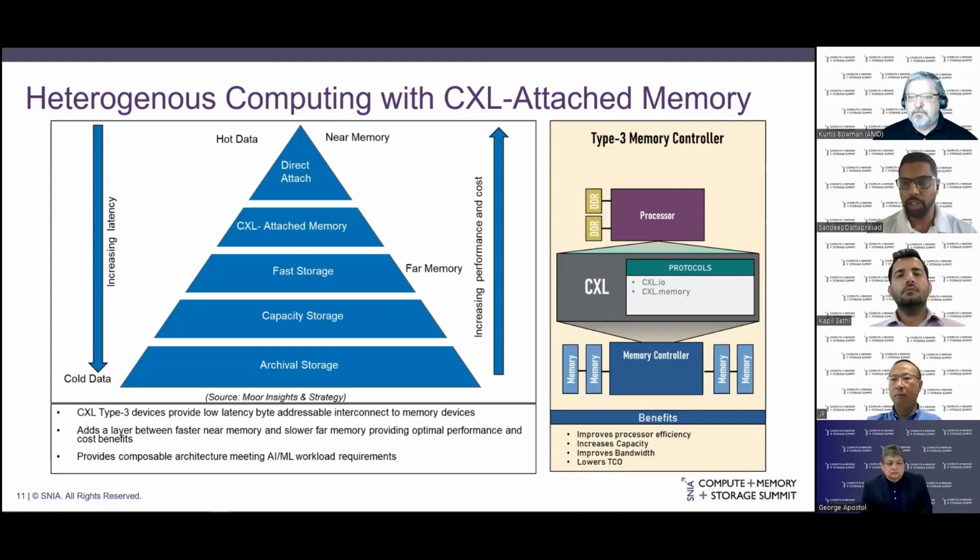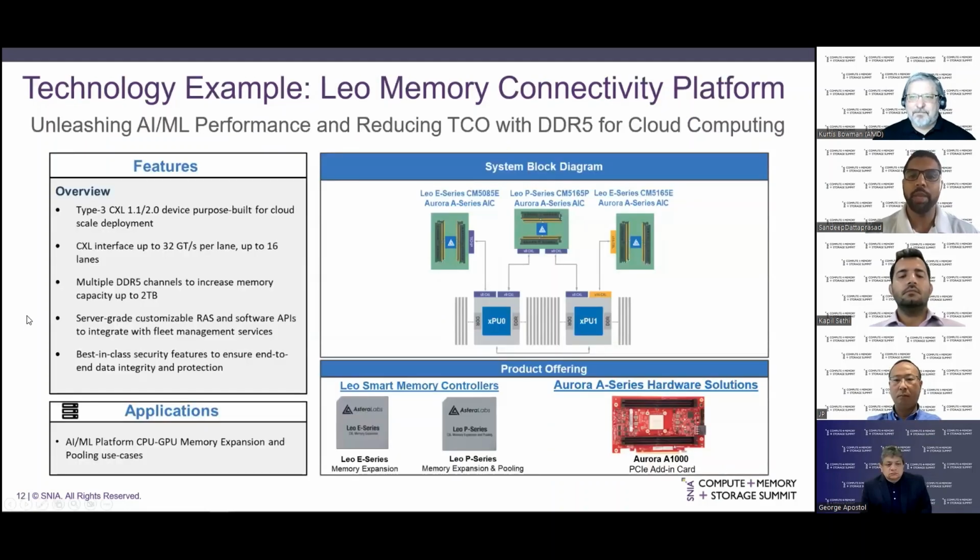The advantage here, as I stated earlier, is it provides higher bandwidth and faster speeds than fast storage, which is very much needed for AI and ML kind of workloads. And at the same time, it's more affordable due to its memory pooling capabilities. I'll talk a little more about memory pooling and sharing in the next slide. So that's a good segue to look at the technology example of a type 3 memory controller. So let's jump to the next slide.